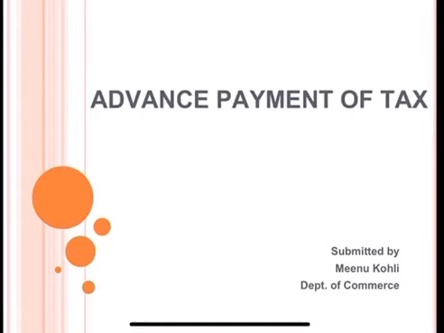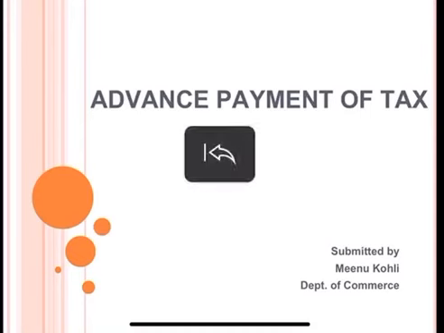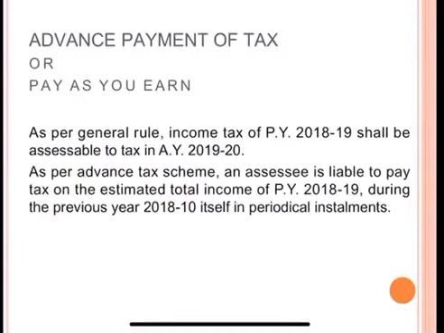Before starting the topic, I would like to tell you the tax on total income is collected basically in four ways: deduction of tax at source, advance tax, self assessment tax, tax on assessment through demand notice, that is, direct payment of tax. And in this lecture, we will discuss advance payment of tax, or pay as you earn.